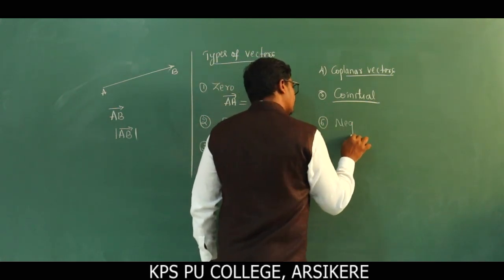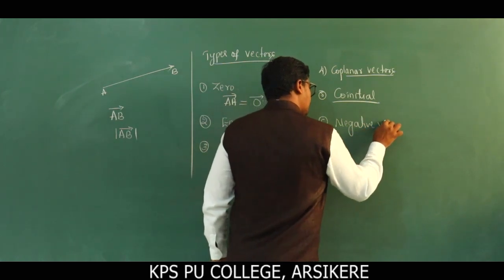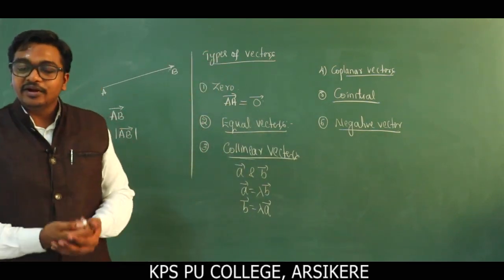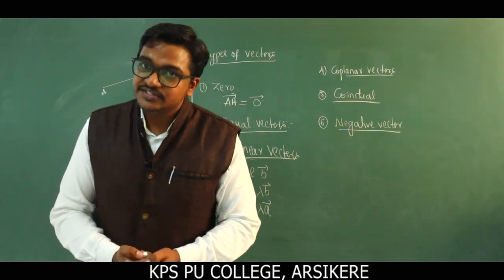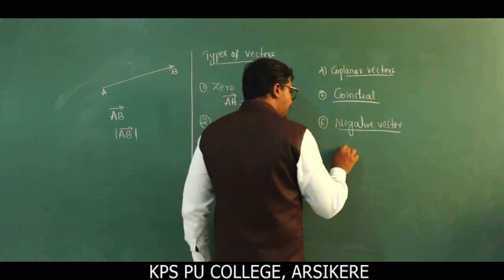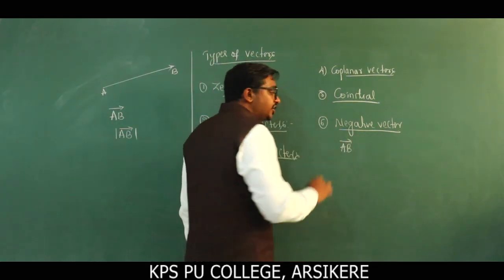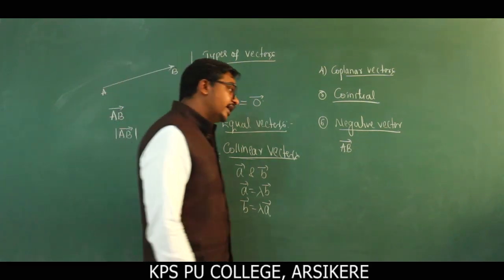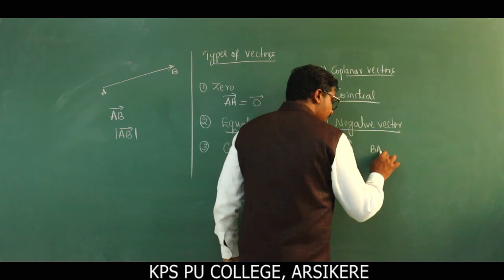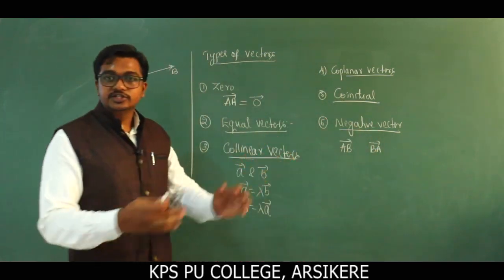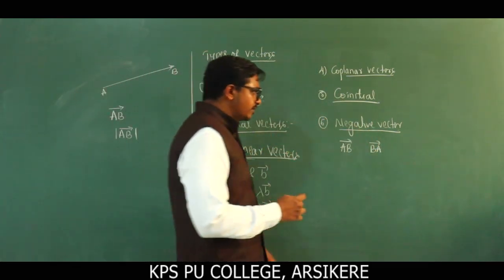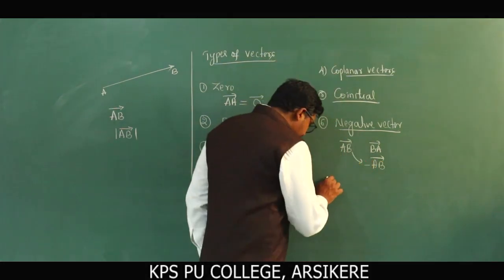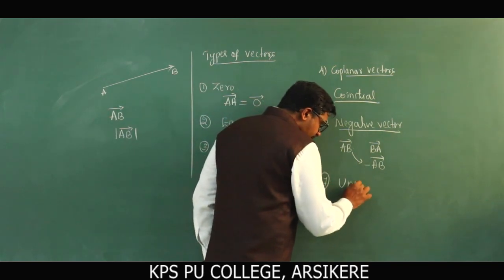And next, the sixth one, negative vector. A negative vector just has the opposite sign. Suppose vector AB is the given vector, then the negative vector of AB has the same magnitude but the opposite direction. So this is your vector BA. The initial point and terminal point are exchanged. This can also be represented as minus vector AB. This is the negative of a vector.